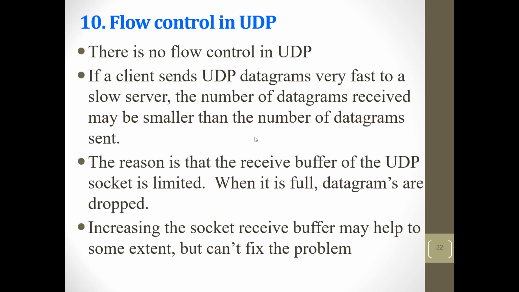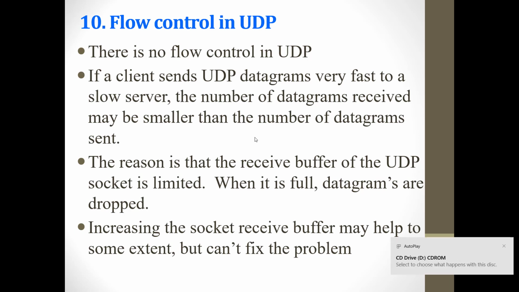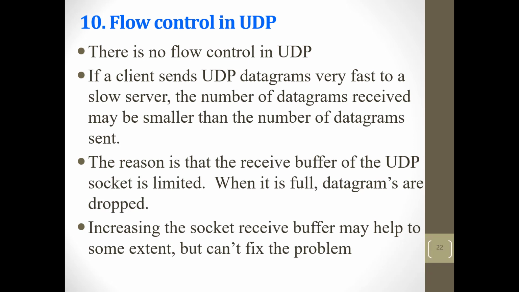Now, flow control. What is flow control? Flow control is a very good concept available in TCP to handle the speed difference between the client and the server. Some machines will be very fast and some machines will be very slow. In order to manage the speed difference between two machines, the flow control concept is used in TCP. In UDP, there is no flow control concept. Flow control is not in use at all.